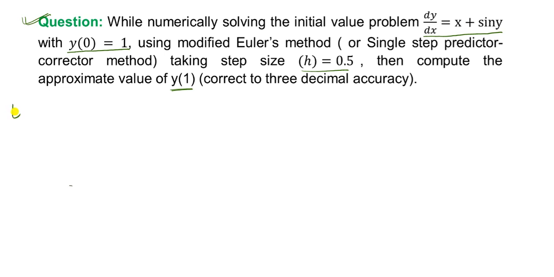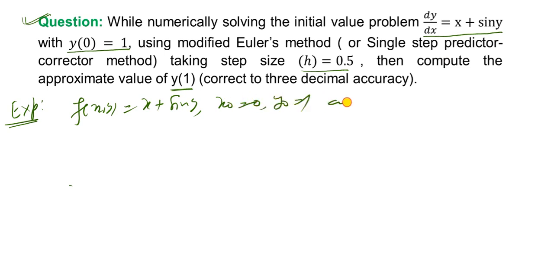So explanation of this problem: when we compare the given initial value problem with the standard form of initial value problem dy by dx is equal to f of x y with the condition y of x naught is equal to y naught, then we obtain f of x y is equal to x plus sin y, x naught is equal to 0, y naught is equal to 1, and given step size h is equal to 0.5. Then our aim is to compute the value of y at x is equal to 1.